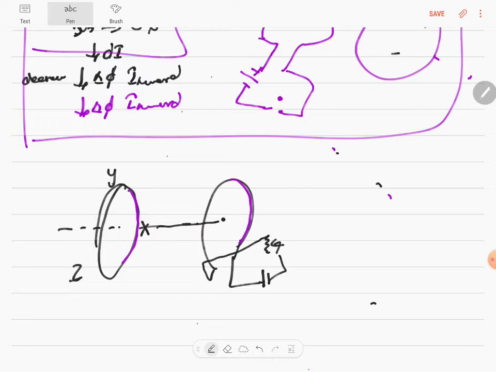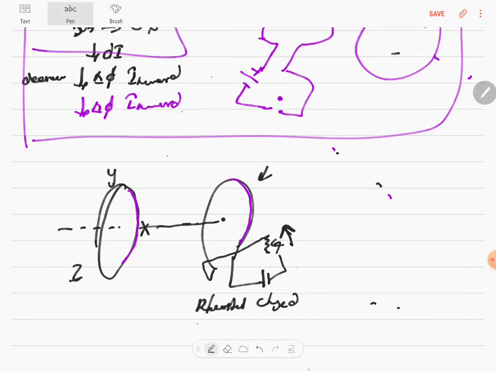The rheostat setting is being changed. When the rheostat setting is changed, obviously the current is going to change, resistance is going to change. They are not saying increasing or decreasing, only change. The current here is going to change and it is going to increase or decrease the magnetic field. It's given that the rheostat is moving in this direction. We are moving the rheostat in that direction.